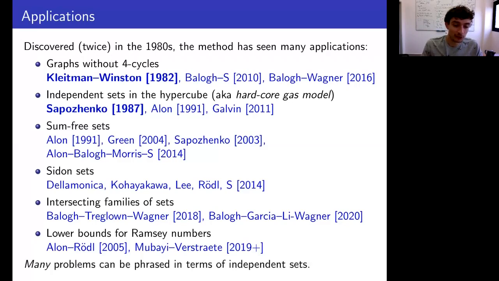As you can see, there are plenty of applications spanning several fields, and all of these papers span four decades, from the early 80s, and the most recent paper is 2019 plus. So people are still interested in this method. The reason why it has so many applications is that there are really many problems that maybe are not directly phrased in terms of independent sets, but one can translate them to a problem about independent sets in graphs or, more generally, in hypergraphs.